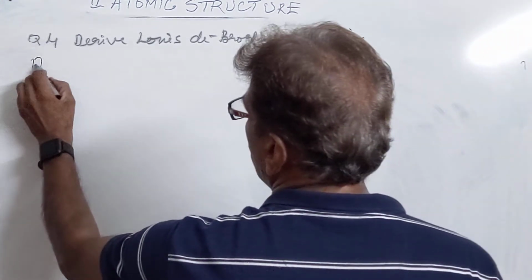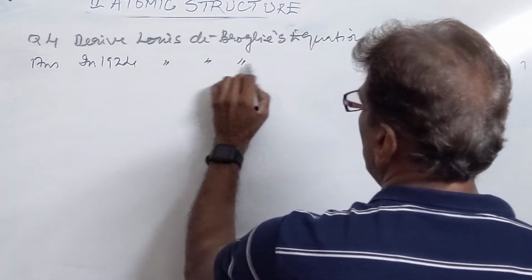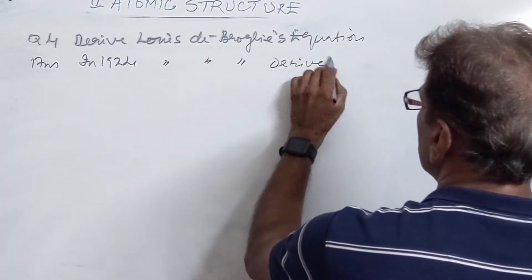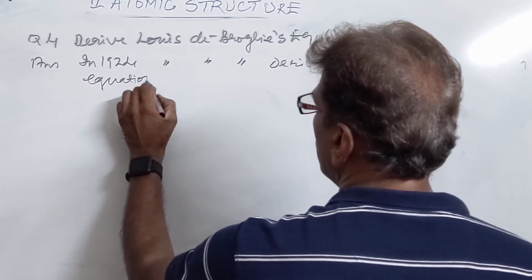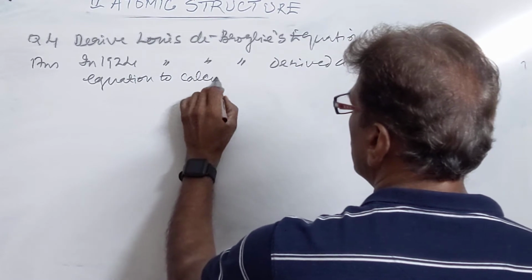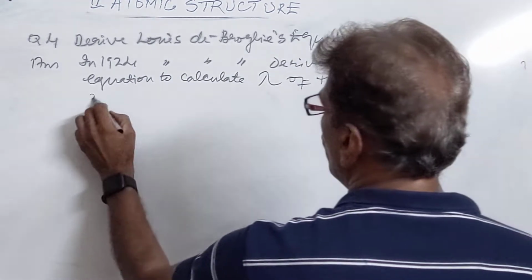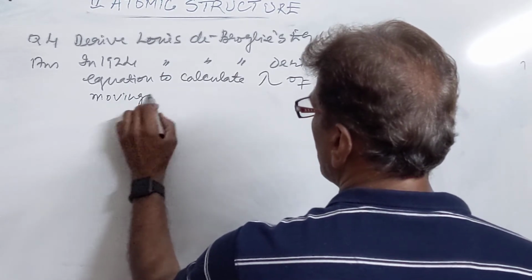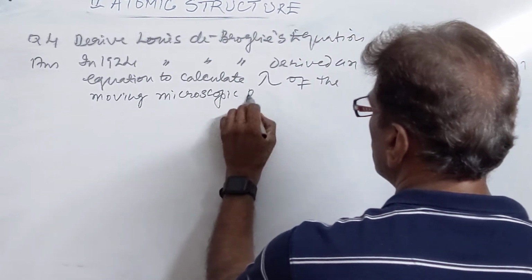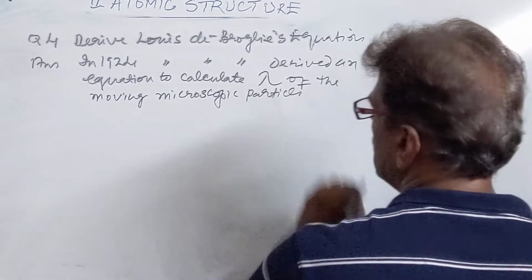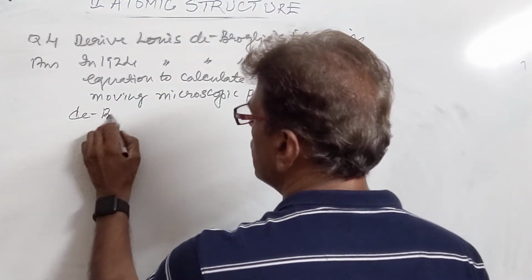In 1924, Louis de Broglie derived an equation to calculate the wavelength of moving microscopic particles. This equation is known by his name as the de Broglie equation.